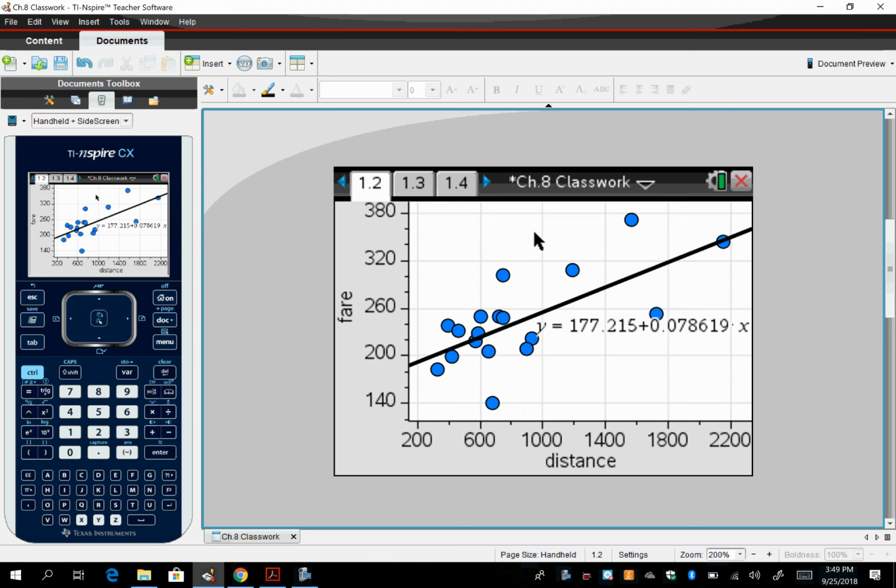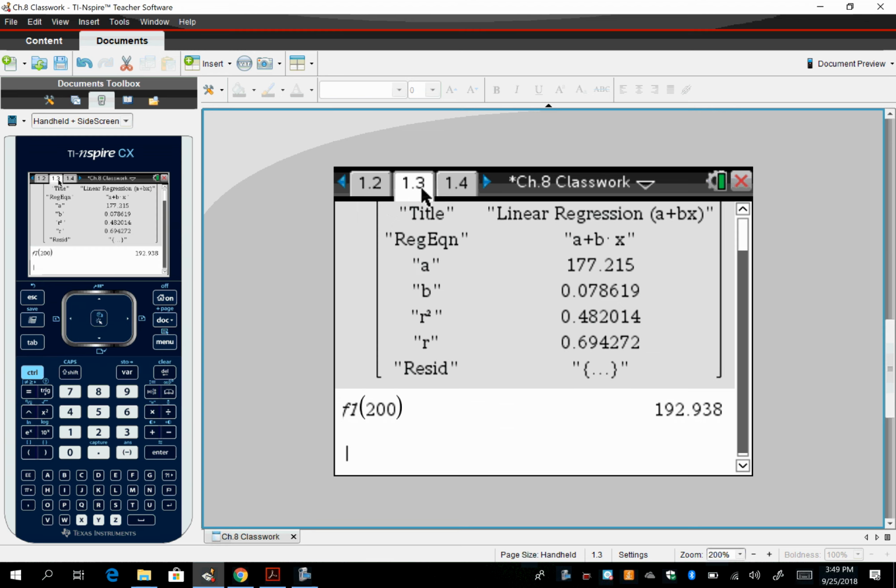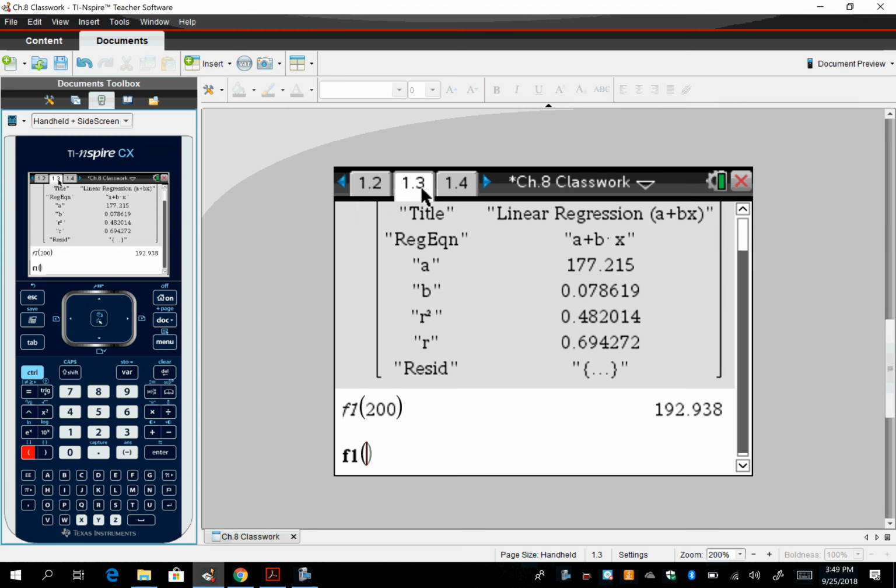So what's your F1? F1 is the model. That's our 177.22 plus 0.078 times distance. It's your model. So let's do the same thing for 2000. You want to do the same thing for 2000? F1 of 2000.